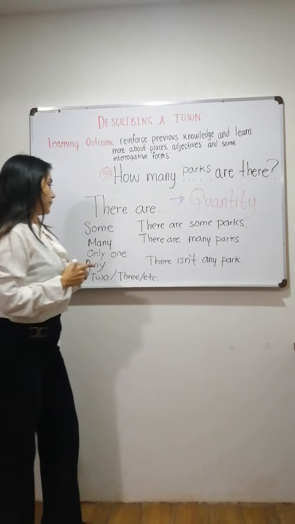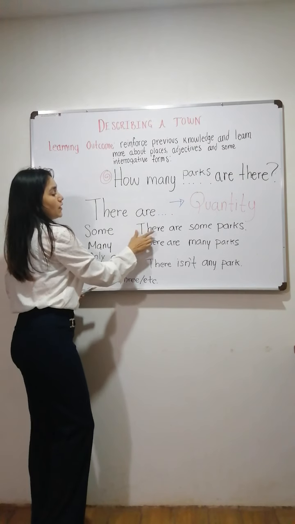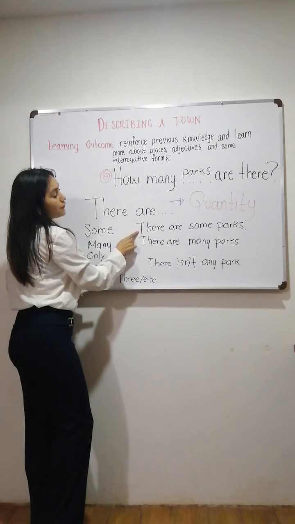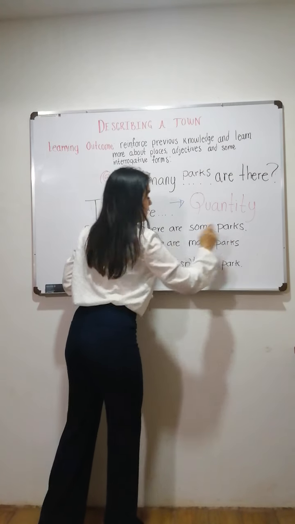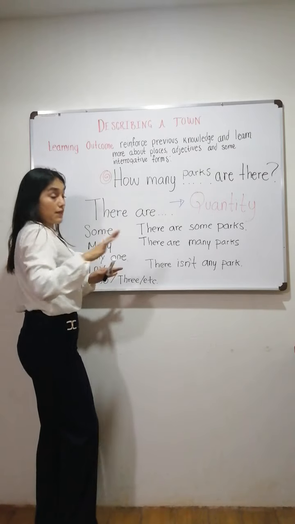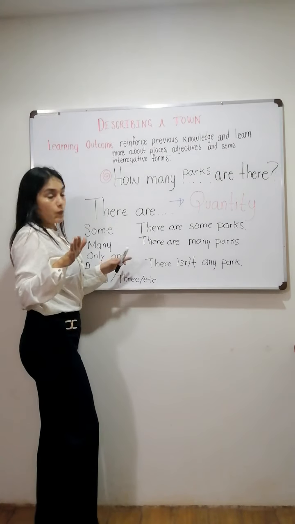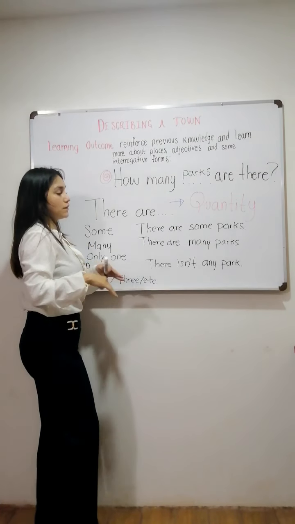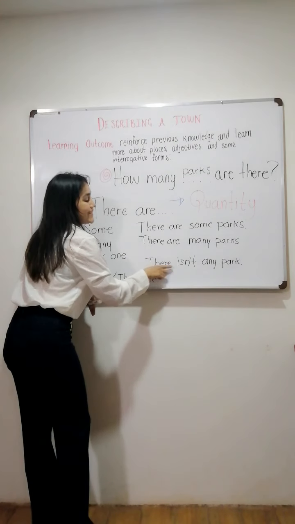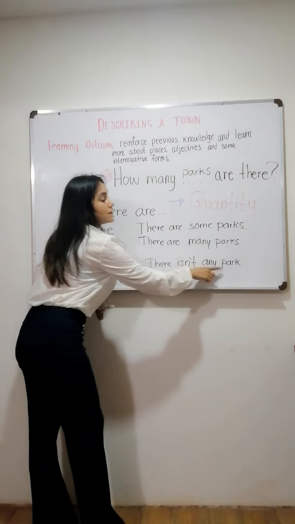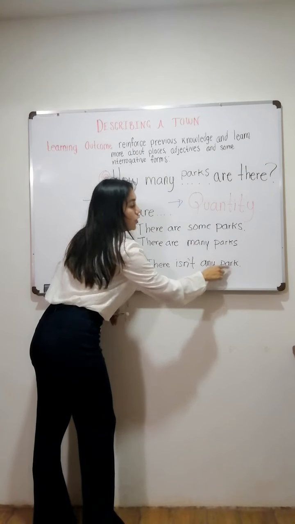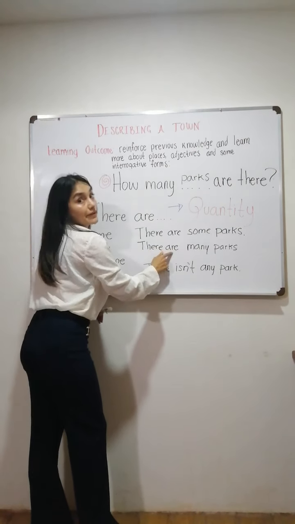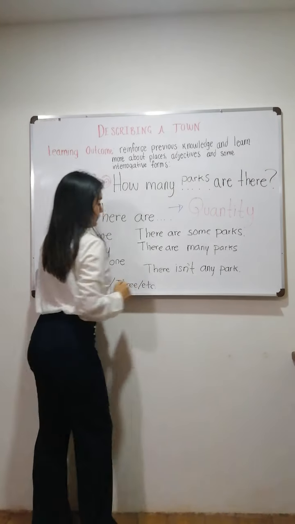And that's it. Just remember, for the answer, we have this structure. There are, in plural form. And if there are no places, no parks, you can say there isn't, in a singular form. There isn't any park. Plural form, there are parks.